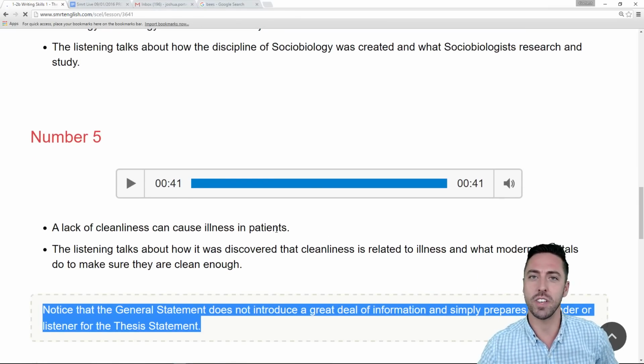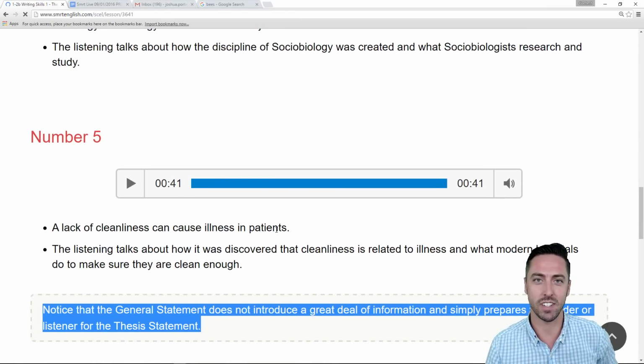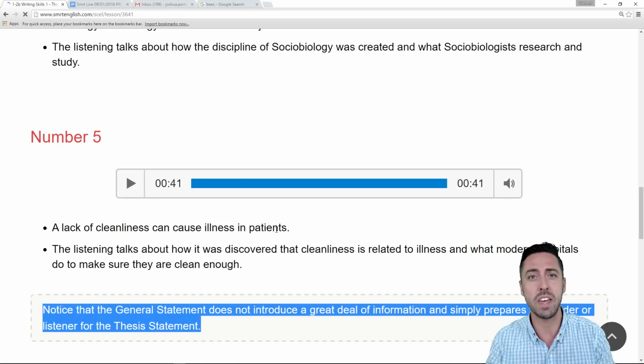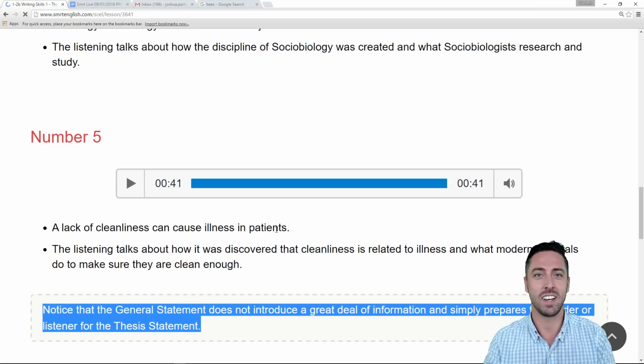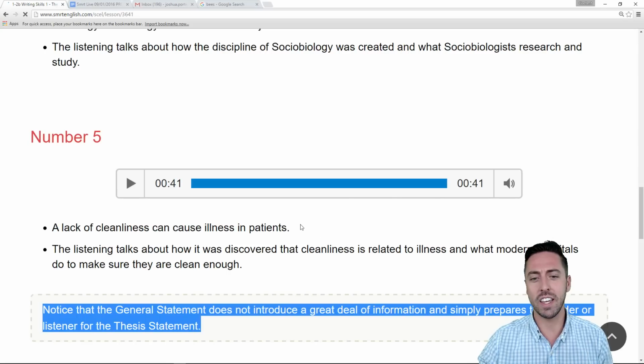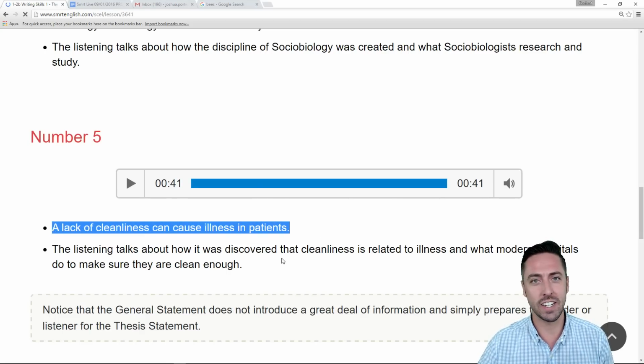The last one here is about the cleanliness in medicine and how that helps patients and doctors do good work. I mean, not let patients get more sick or at worst die because of simply not washing your hands. So very important. But again, a lack of cleanliness is not a thesis statement.